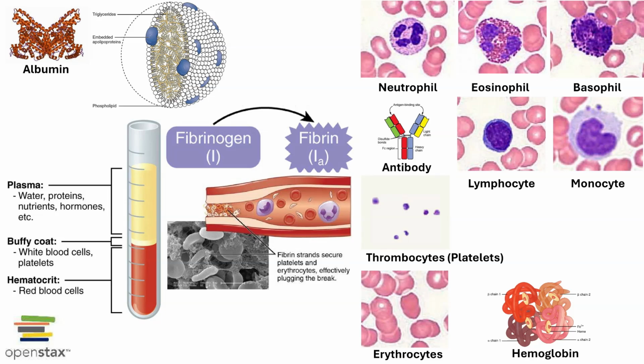Leukocytes defend against pathogens and support immune function. Neutrophils, eosinophils, basophils, lymphocytes, and monocytes are the major types of leukocytes in blood. While platelets are essential for blood clotting, erythrocytes contain the protein hemoglobin and primarily function to transport oxygen in blood.